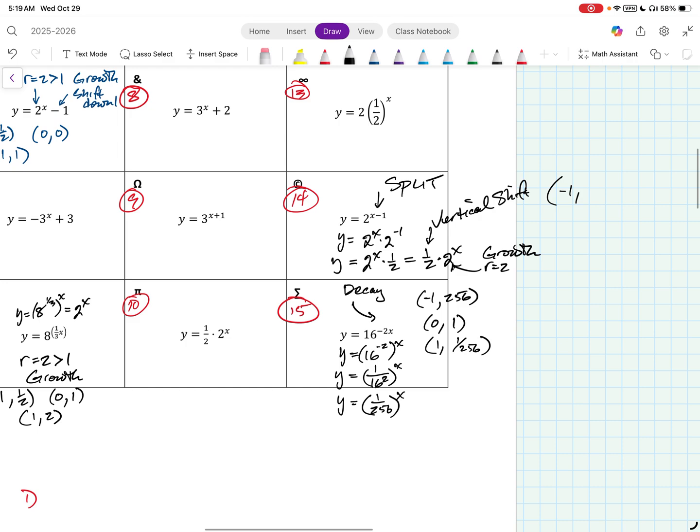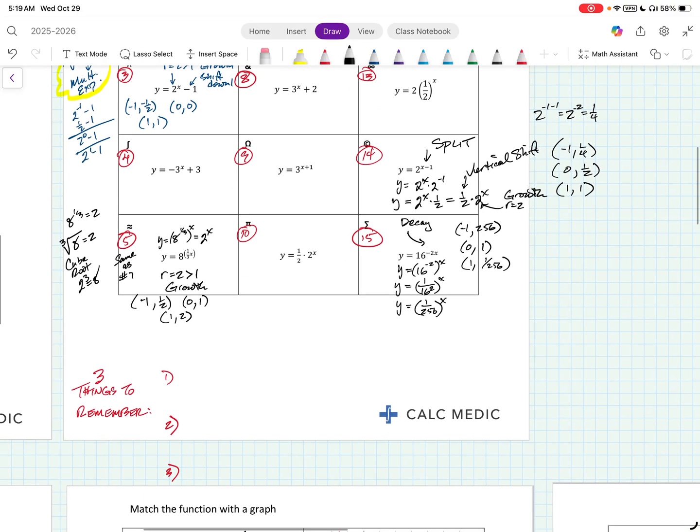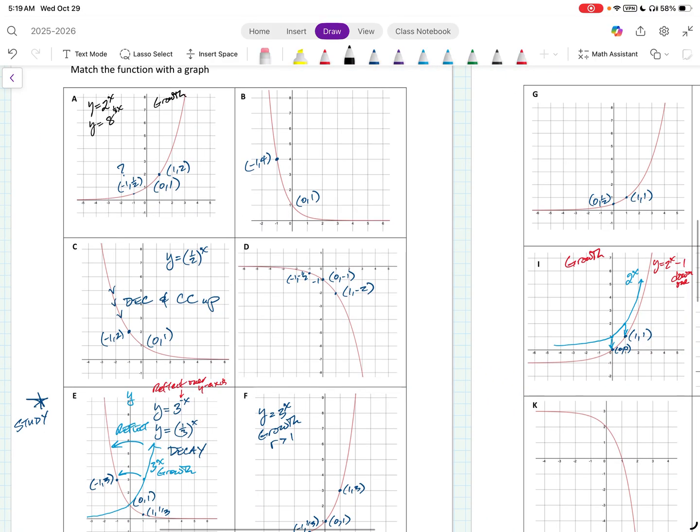So negative 1. Substitute negative 1 in there, and 2 to the negative 1 minus 1 is 2 to the negative 2 power, or 1/4. Put 0 in there, you get 2 to the 0 minus 1, which is 2 to the negative 1 power, or 1/2. And then you put 1 in there, and you get 1, right? 2 to the 0 power is 1. So we're looking for a y-intercept at 1/2, and we're looking for growth.